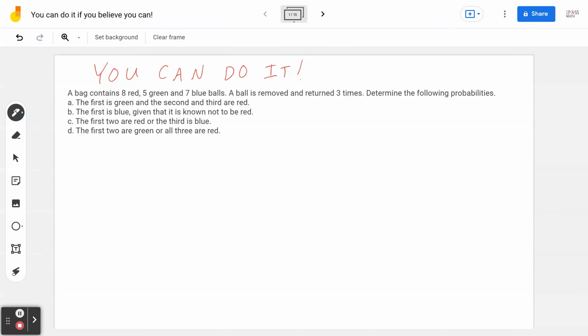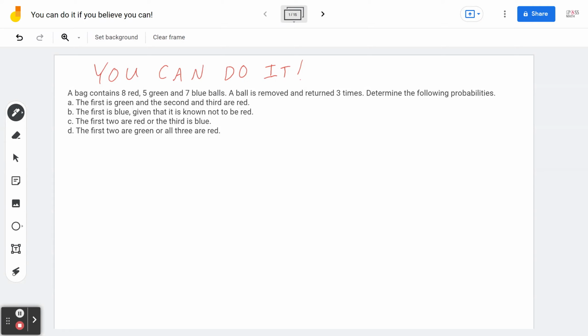Hi everyone. Let's take a look at the following grade 12 data management example. A bag contains 8 red, 5 green, 7 blue balls. A ball is removed and returned 3 times. Determine the following probabilities. Part A, the first is green and the second and third are red.